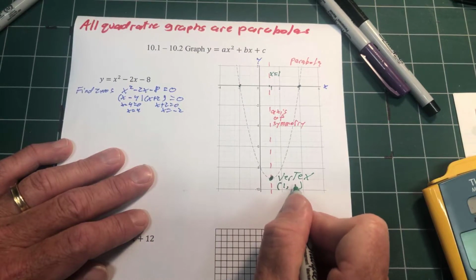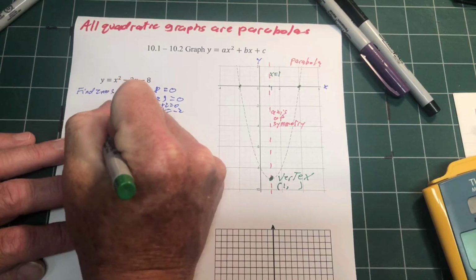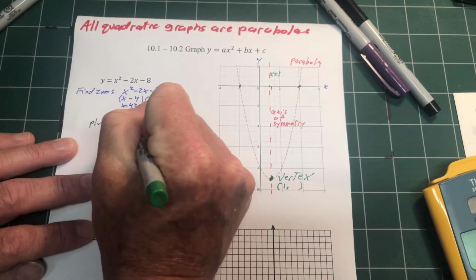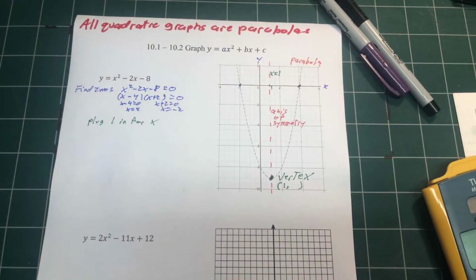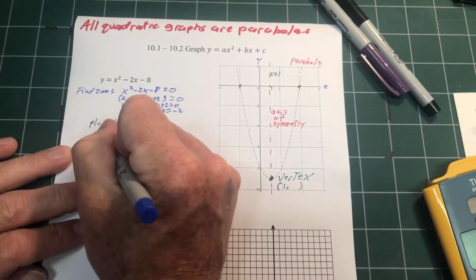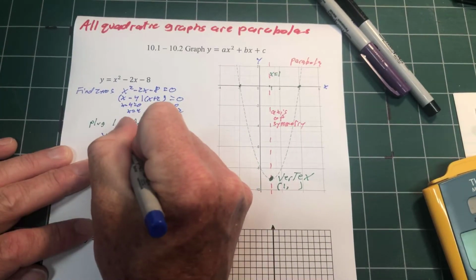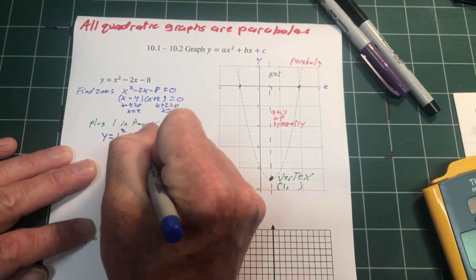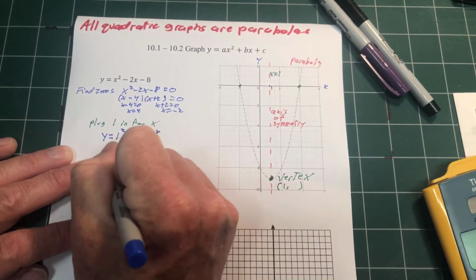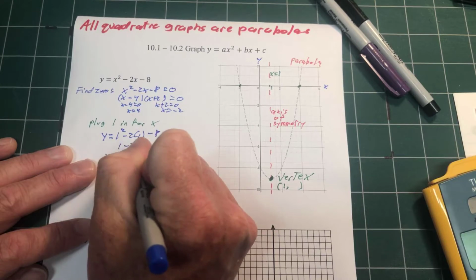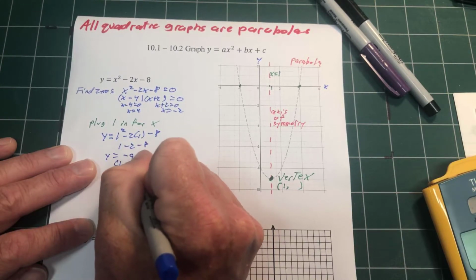Plug 1 in for x. Y equals 1 squared minus 2 times 1 minus 8. 1 minus 2 minus 8. Y is 1 minus 2, negative 1, negative 9. When x is 1, y is negative 9. That is the point on the vertex here, negative 9.